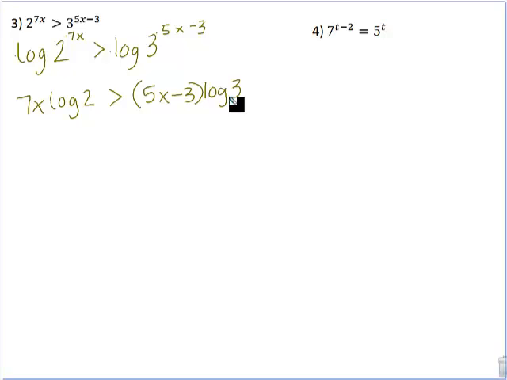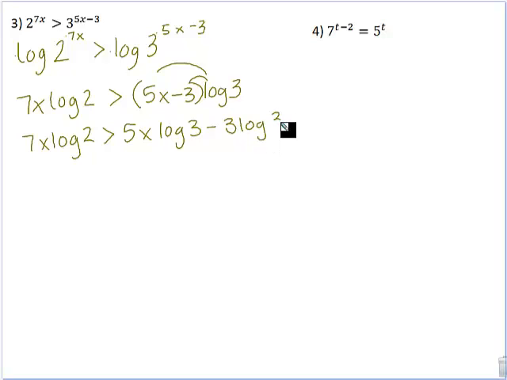Now if you notice here, we have x's on both sides of the equation. So in order for us to get our x alone, we definitely have to move our x's onto one side. So we'll start by distributing our log of 3 throughout those parentheses. So then we have 7x log of 2 is greater than 5x log of 3 minus 3 log of 3.